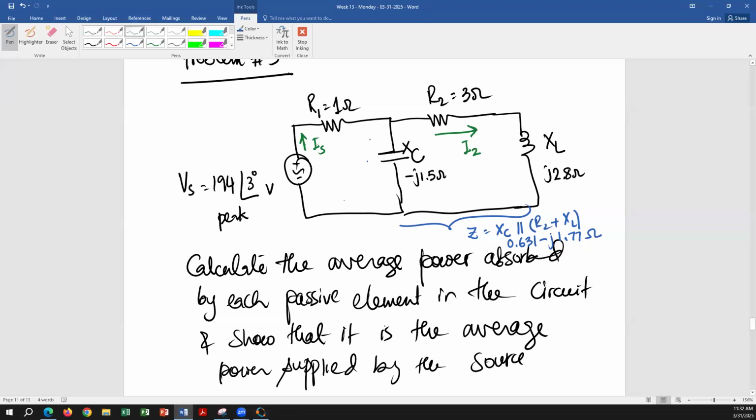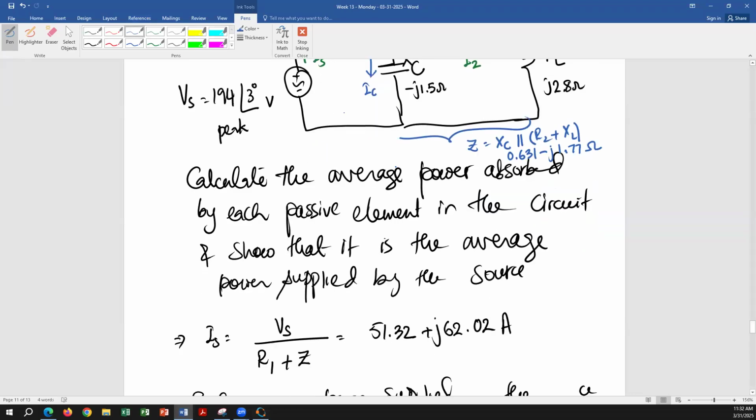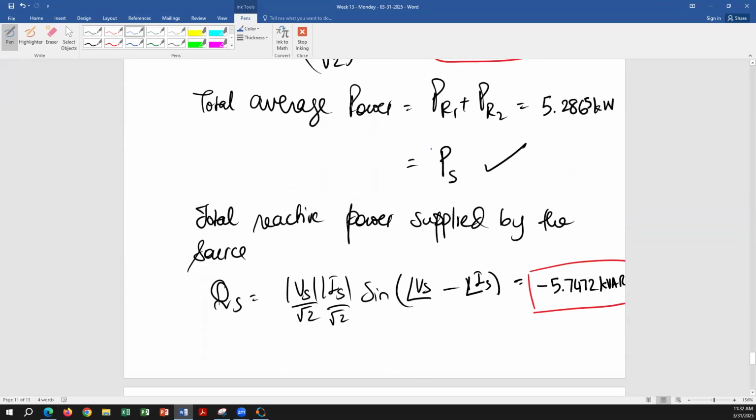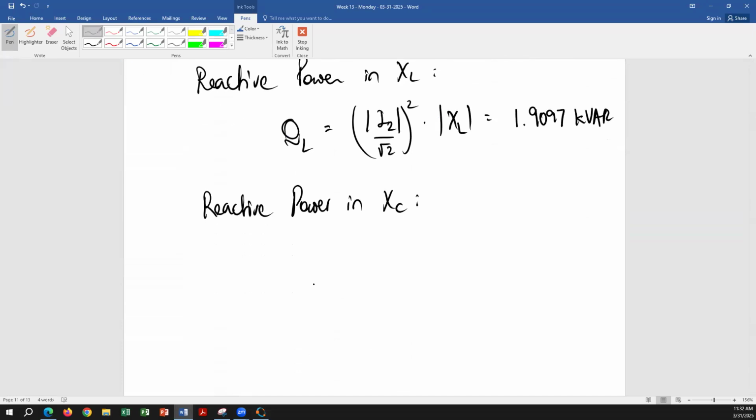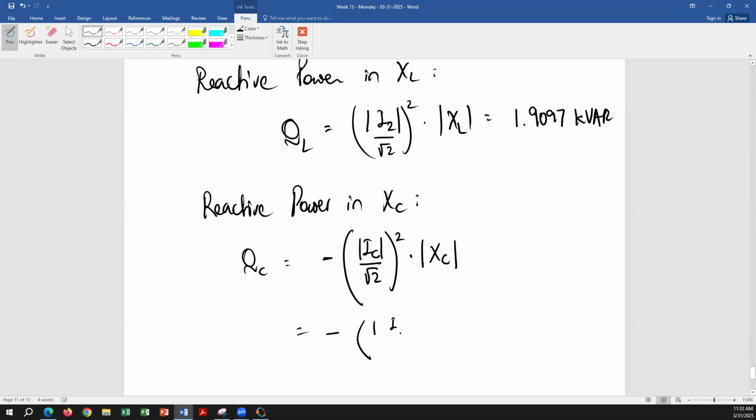We can show that this is IC. QC is equal to, again, use a negative sign, magnitude of IC over square root of 2, square, times magnitude of XC, where IC is Is minus I2, divided by square root of 2, square.